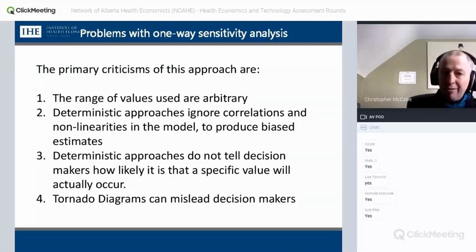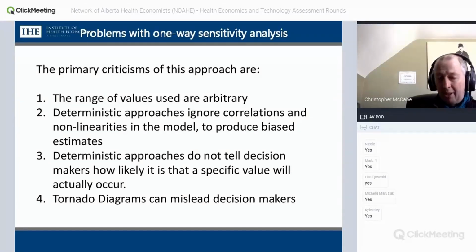The primary criticisms of this approach are, well, there are 4 primary criticisms of conventional one-way sensitivity analysis. First of all, the range of values used are often arbitrary. Analysts may say, well, we looked at the mean plus or minus 25%. Or plus or minus 50%. Well, why not plus or minus 26%, or 13%, or 87%? There isn't a reason, there isn't a rationale, it's arbitrary.